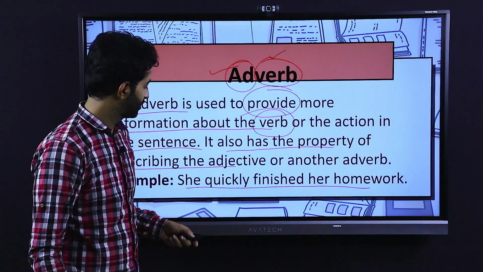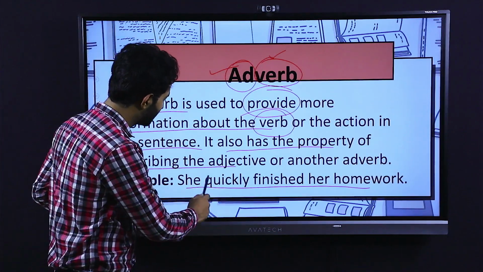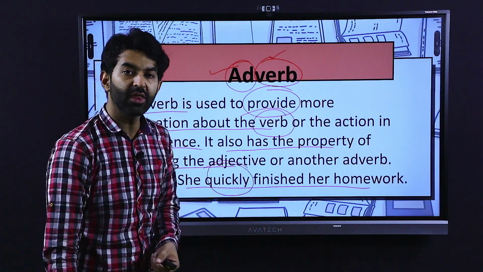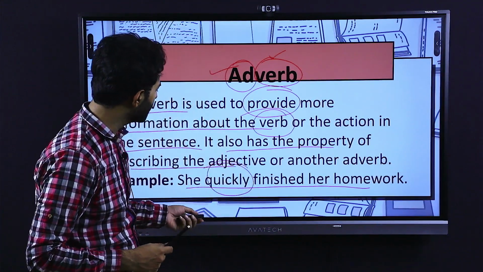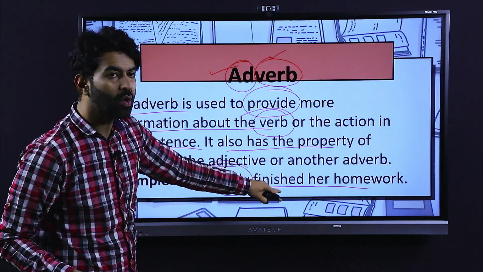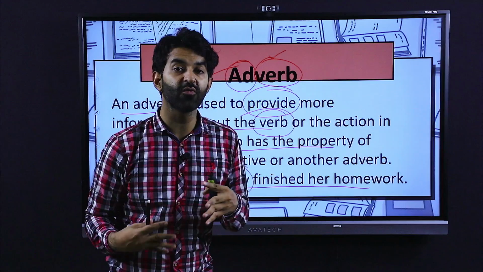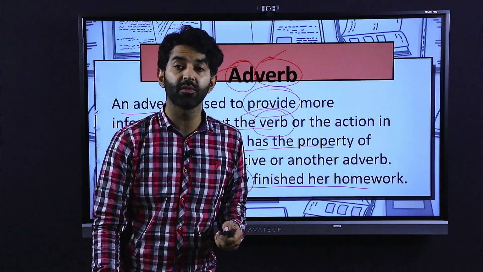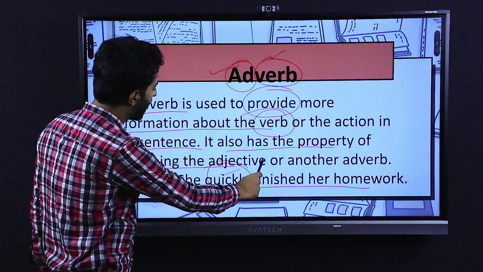Yes. This one? She. Yeah. It's not she, it's quickly. Adverbs mostly end with ly, so they are easy to recognize. She quickly finished her homework. Okay, finishing homework is an action, and quickly is telling us that the action is done in a very quick manner. So it's describing and giving more information about our verb, and hence this is our adverb.